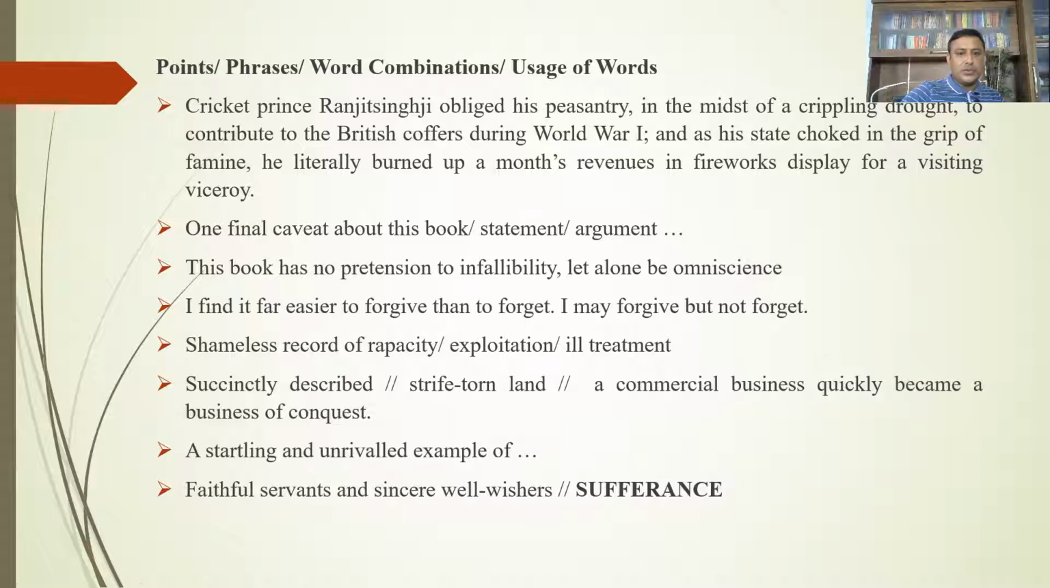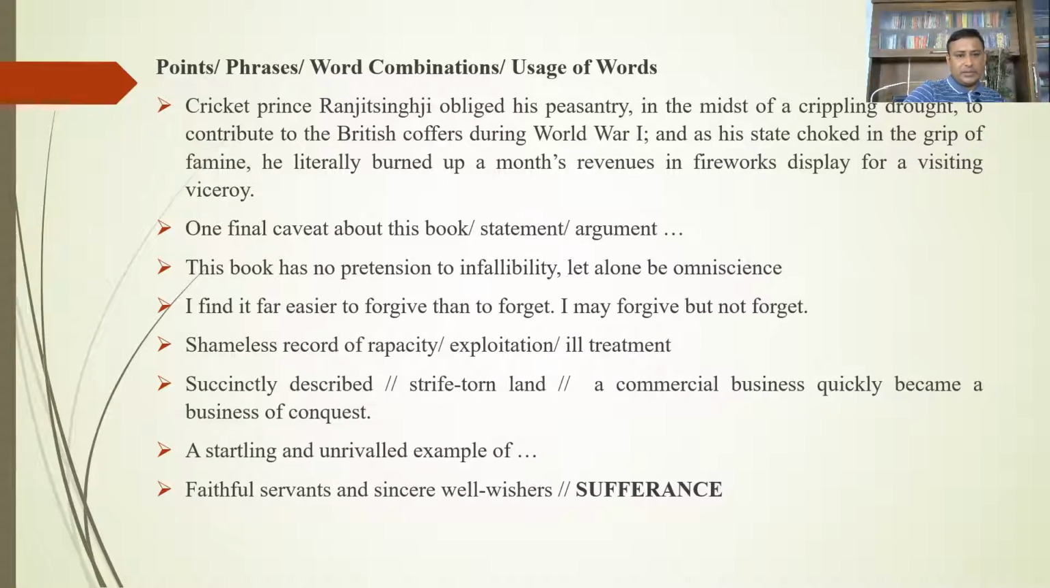This book has no pretension to infallibility, let alone omniscience. So this is the approach through which Tharoor moves in his writings. He doesn't pretend to infallibility. I find it far easier to forgive than to forget. Another expression on equal pattern is, I may forgive but not forget. Shameless record of rapacity, and I have added exploitation and ill treatment. You can think of some other replacements along with shameless record of.